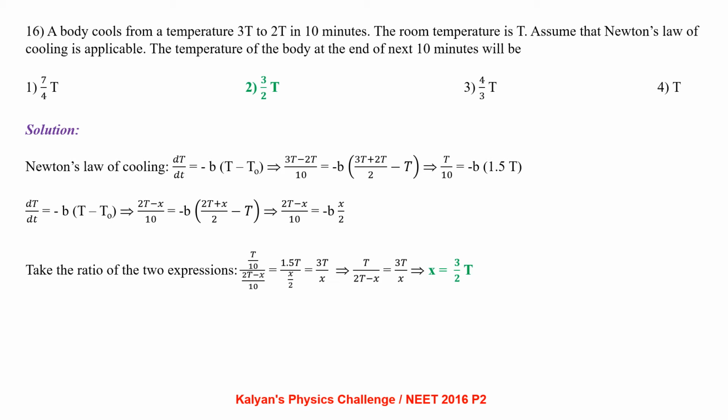So when we apply the formula for the first 10 minutes, it is 3T minus 2T by 10 equal to minus b times 3T plus 2T by 2 minus T. That comes out to be T by 10 equal to minus b times 1.5T. Then when I apply the formula for the next 10 minutes, it is 2T minus x by 10 equal to minus b times 2T plus x by 2 minus T. That is 2T minus x by 10 equal to minus b times x by 2. When you take the ratio of the two expressions, we get x equal to 3 by 2T.